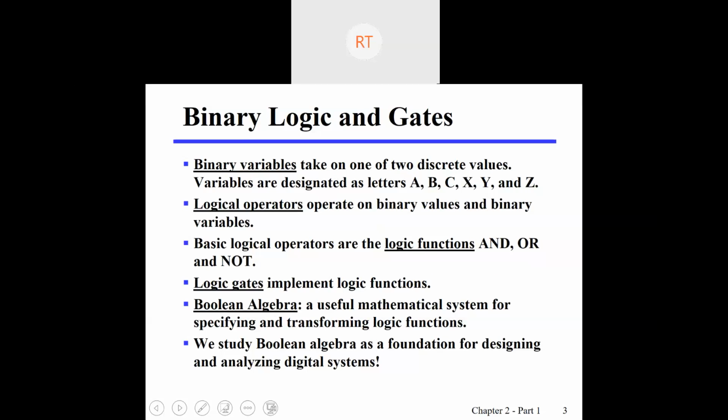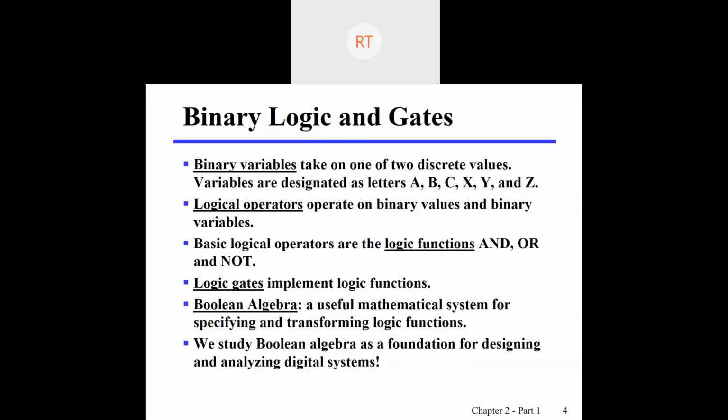We will start with what is a binary variable. A binary variable can take one of the two discrete values. So if you have letter A, the output could be a 1 or a 0 since it is binary. Okay, you have B, you could name it C, X, Y. These are naming conventions and they are up to you to select the name of the variable that you want to use. Logical operators operate on the binary values or the binary variables. We have three basic operators you need to be aware of: the AND, the OR, and the NOT.